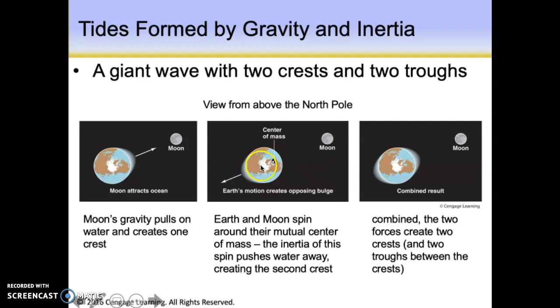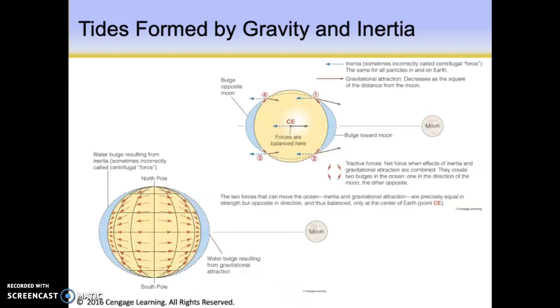Think of an adult and a child spinning around each other. The adult kind of circles around their center of mass, and the child kind of gets flung out like the moon does. When we put those two together, the two forces create two crests. A gravity crest pointed toward the moon, and what's referred to as the inertial crest, which is pointed away from the moon. So there's our two crests. And that basically is key to the whole thing.